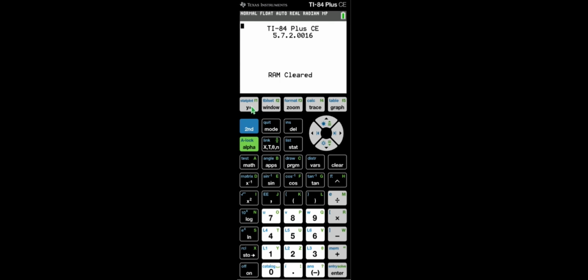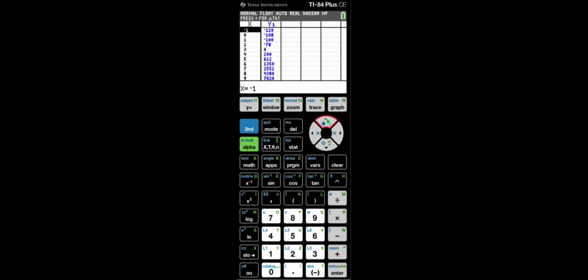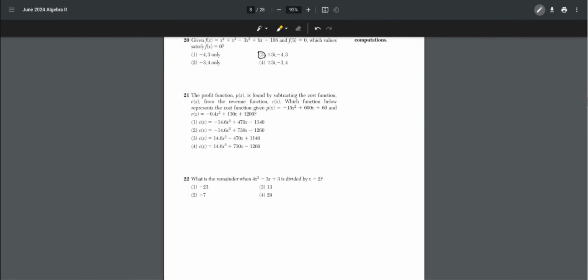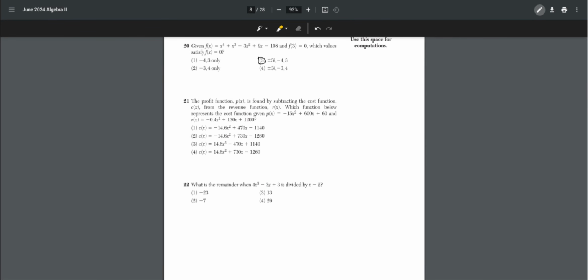We can check in our calculator if we go to y equals, graph, then second graph. Finally, we can plug in positive 3i and negative 3i, and we can see choice 3 is correct.